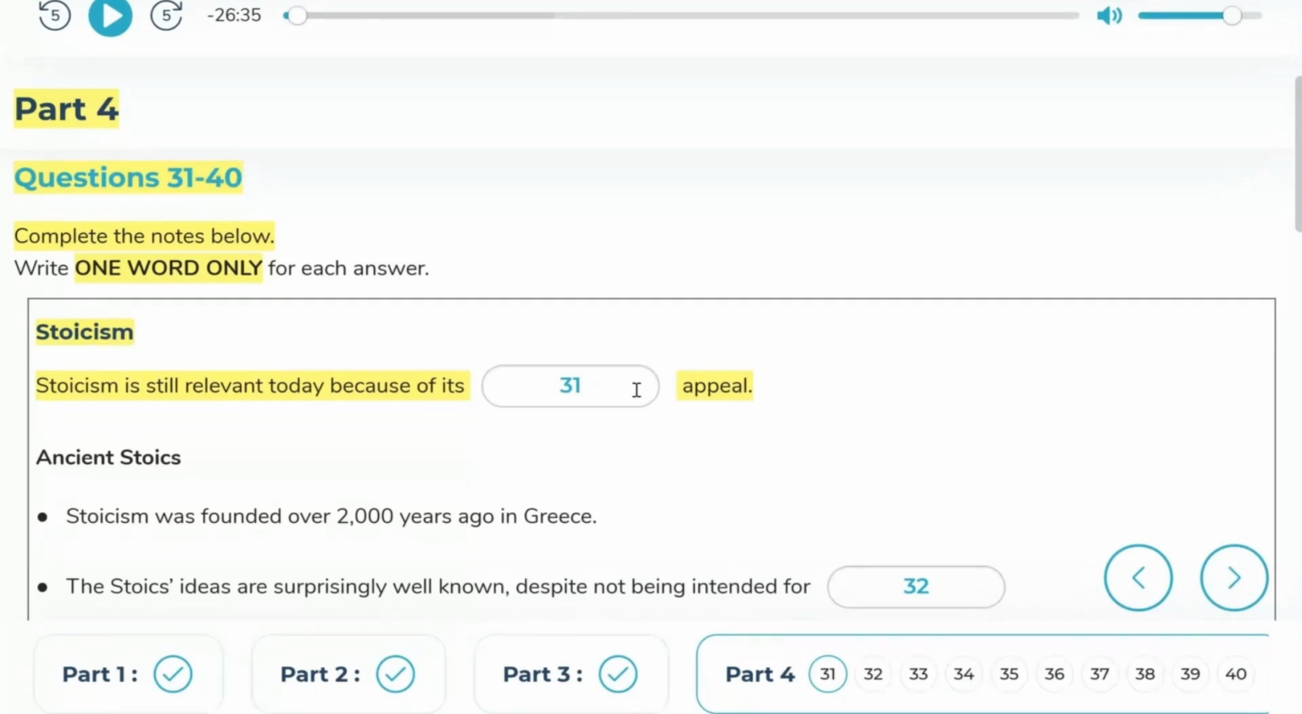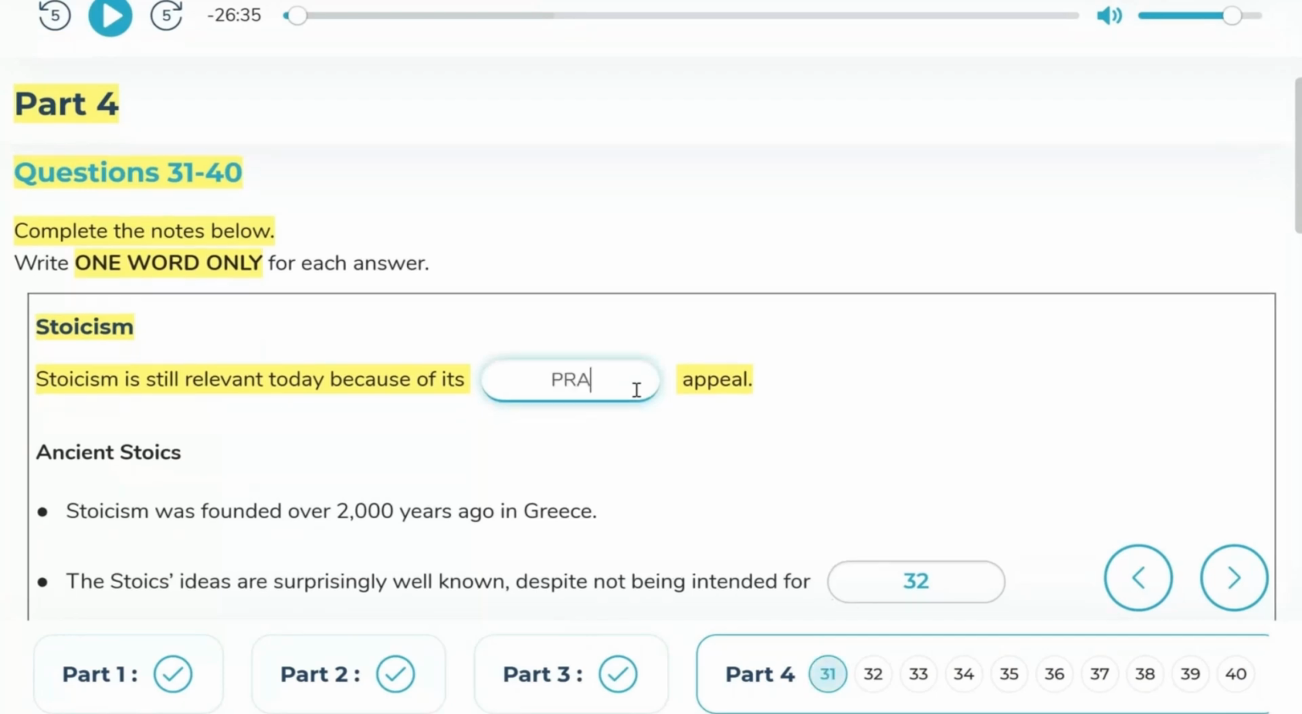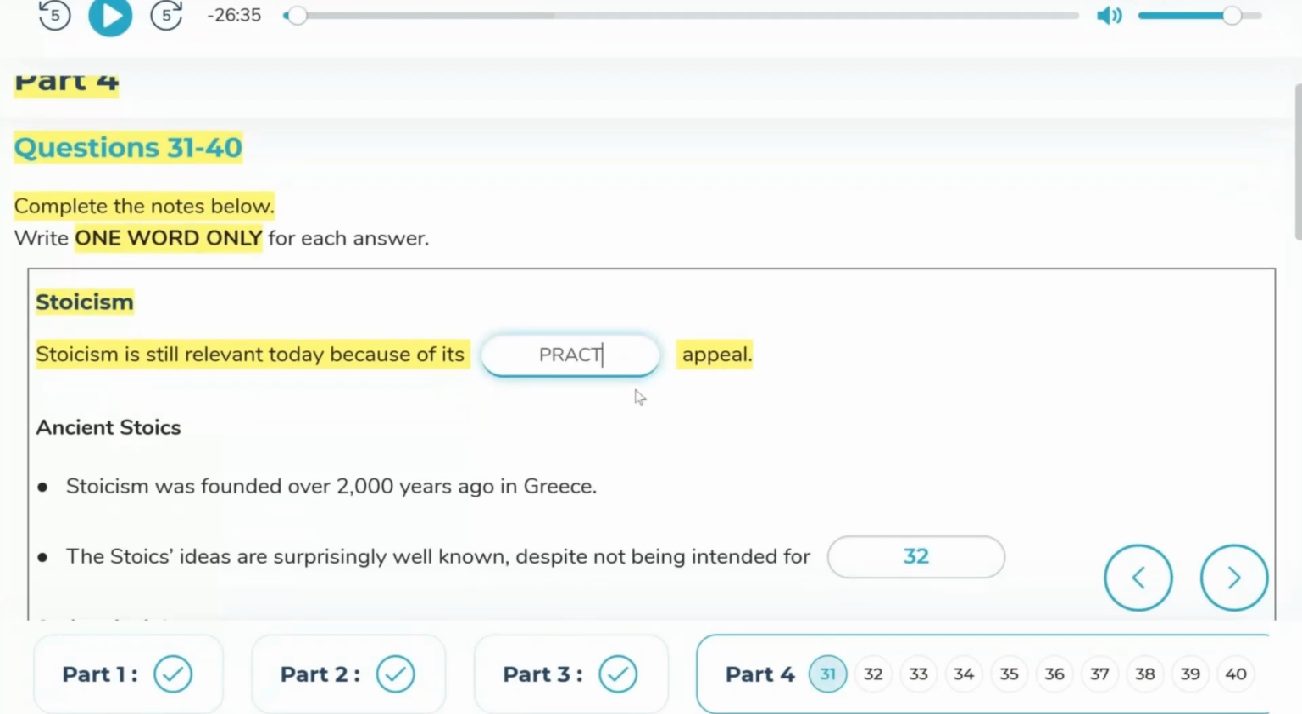Okay, most practical, therefore most appealing means because of its, come on, type your answer. It is appealing because it is practical. So correct answer for question number 31 is practical. Right? Most practical, therefore more appealing. So most practical, more appealing means because of its practical appeal. Okay, that's good. Now we go on.